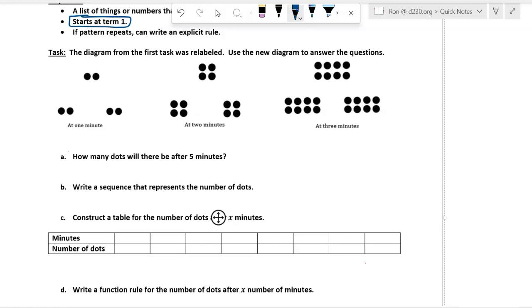Well, most people would say, okay, after 1 minute, I have 6 dots. After 2 minutes, I have 12. After 3 minutes, I have 24. And they're going to ask, what am I doing each time? 6 times 2 is 12. 12 times 2 is 24, right? So to find after 4 minutes, I would do 24 times 2. It's 48. So after 4 minutes, there would be 48 dots. And after 5 minutes, I'm going to do 48 times 2, so there would be 96 dots after 5 minutes.